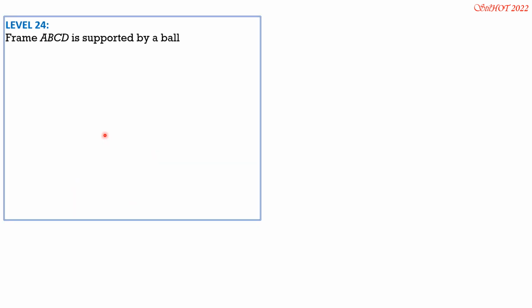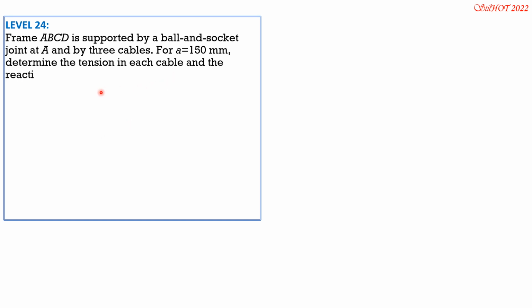Frame ABCD is supported by a ball and socket joint at A and by 3 cables. For A, 150 mm. Determine the tension in each cable and the reaction at A.